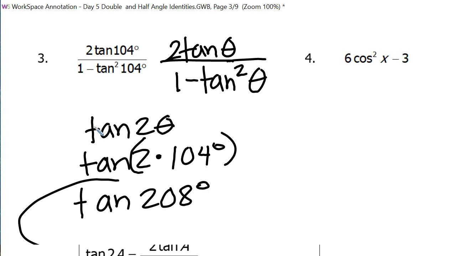Number 4. We have 6 cosine squared x minus 3. Does that look like a formula?